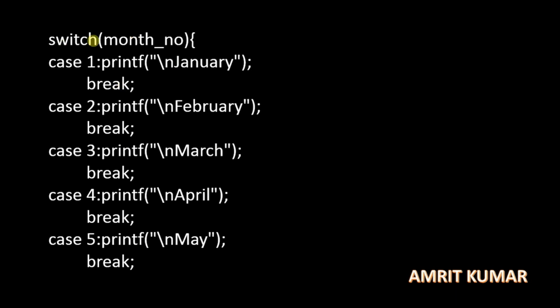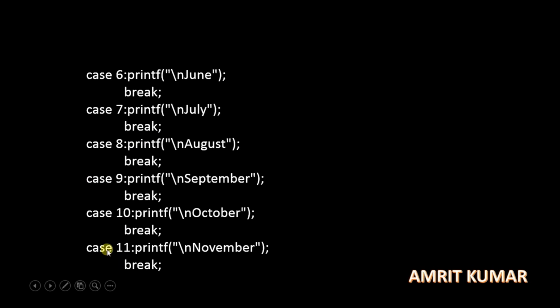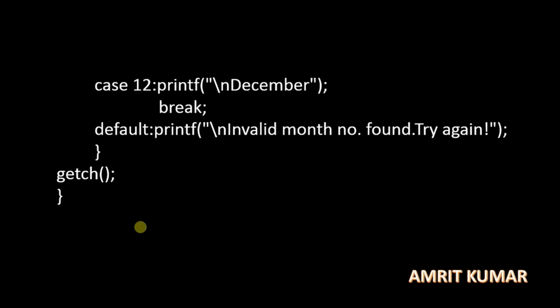So suppose the user gives us the month number as 2, then February is going to be printed, and because of this break statement, it terminates. Similarly, in all the cases that is going to happen. But what about the cases other than these? That is going to bring the default value: invalid month number found, try again. So this is the importance of the break statement in executing the switch case in C language.